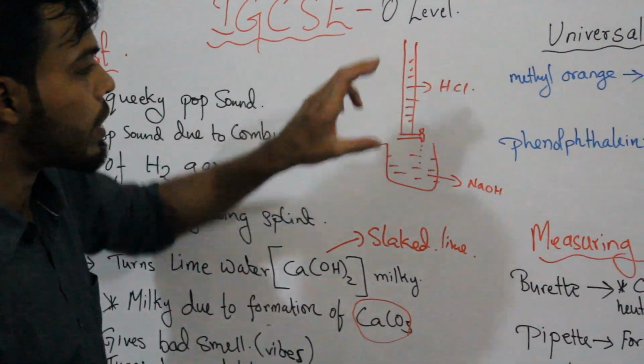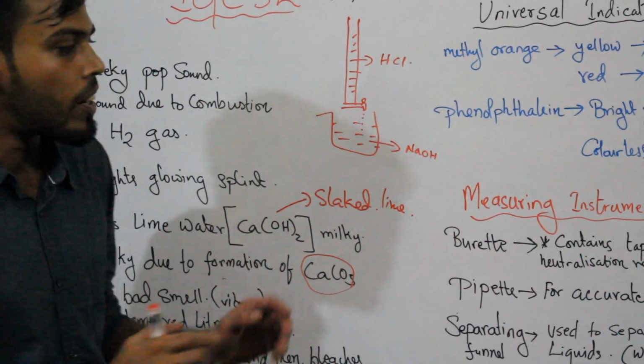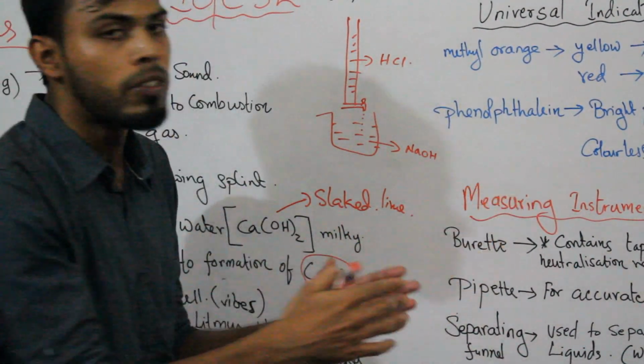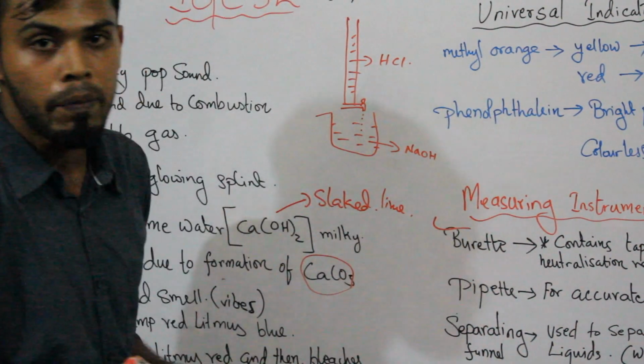Clear? So this is a burette. You will see a long tube, and if it has a tap, then that's a burette. Because sometimes they ask what is the name of the apparatus. Clear? So burette is over. Now let's go to pipette.